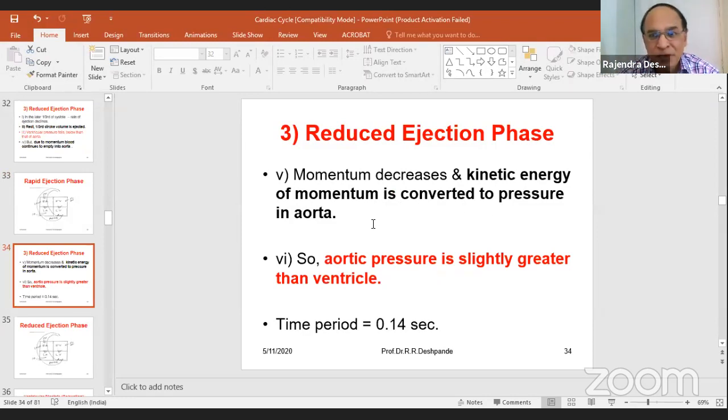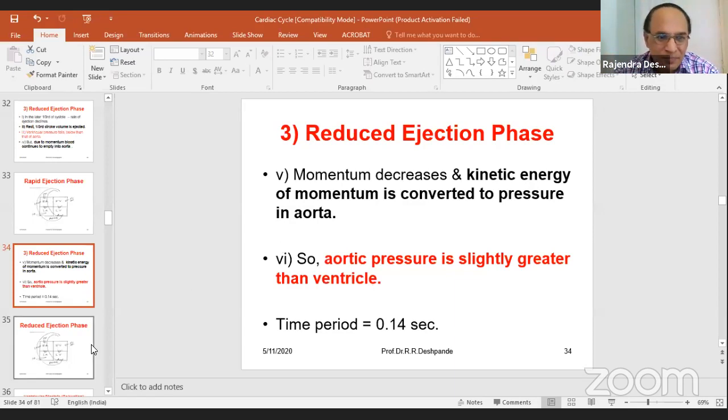Now, where will the pressure be? Ventricle pressure has reduced, but it is giving pressure to the aorta. So aortic pressure, the arch of the aorta pressure, will increase. It's but natural. So aortic pressure is slightly greater than the ventricle. What will happen? All the blood has gone to the aorta, so the back door will be closed. You understand? The back door, that is the semilunar valve, will be closed.